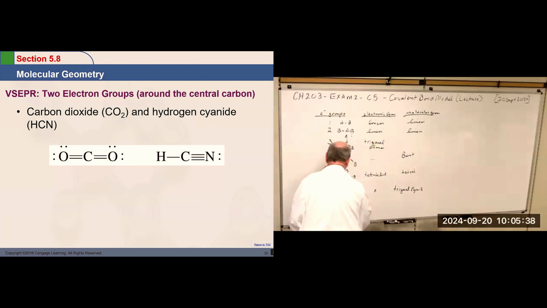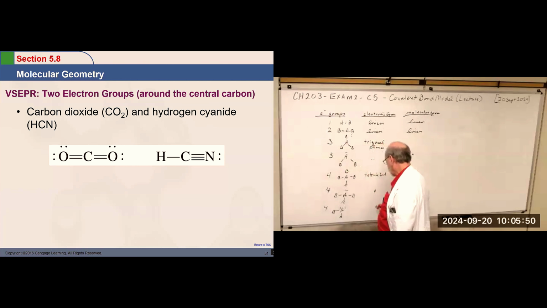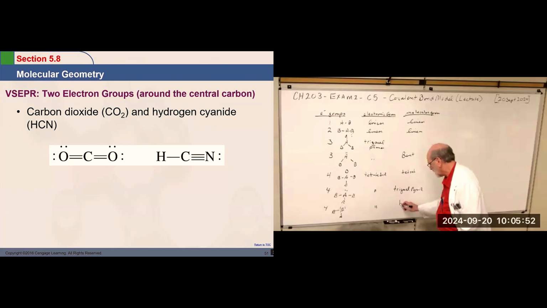If we had two lone pairs here, and then we still have the B here and the B here. Now, with this tetrahedral electronic geometry, we're going to have another bent molecule.